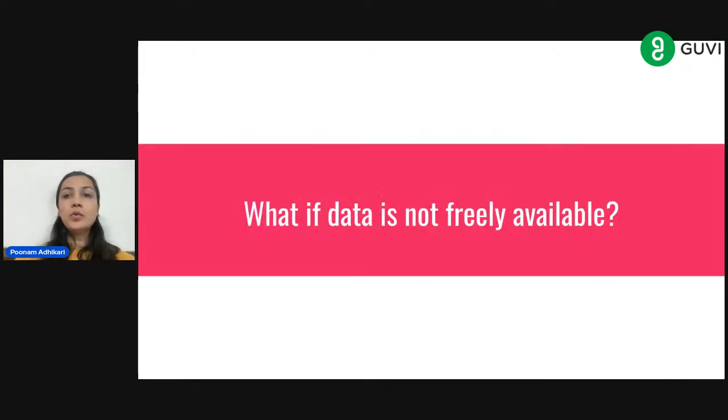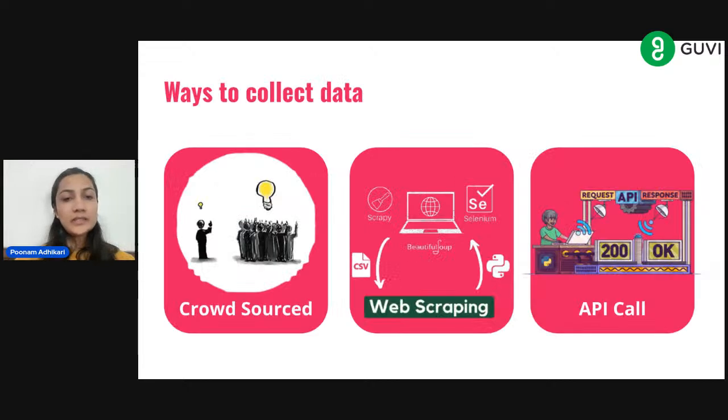Okay. Now, what if, for the aim that I have, the data is not available anywhere freely, or anywhere free of cost? In that scenario, what should I do? In that scenario, you can try three different things. One is you can do crowdsourcing. When I'm talking about not available freely, it doesn't mean that it is not available on the internet. It means that you are not allowed to download the data.